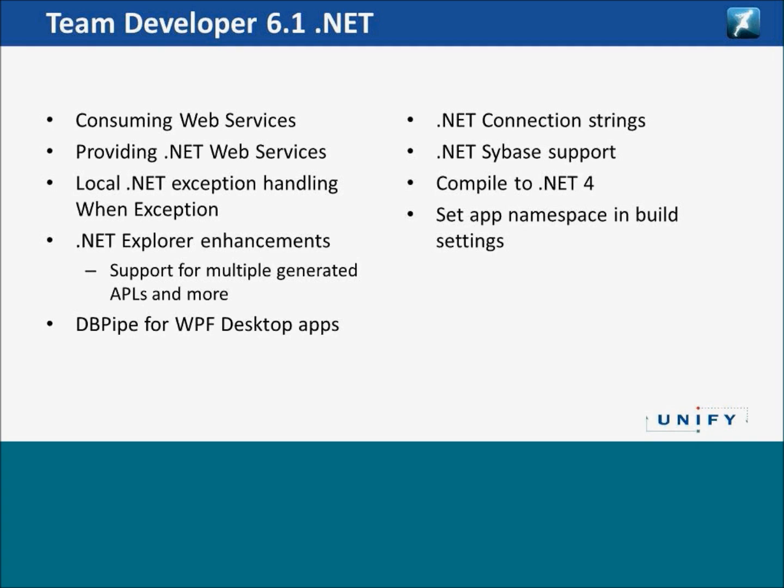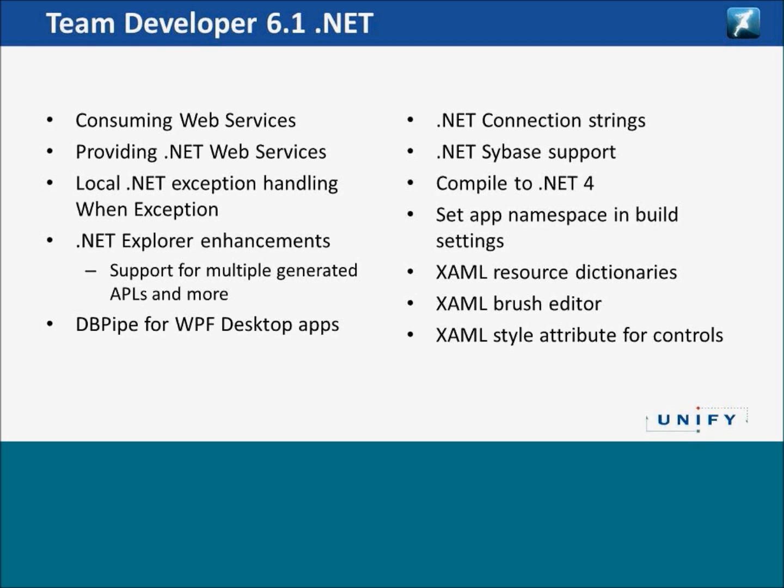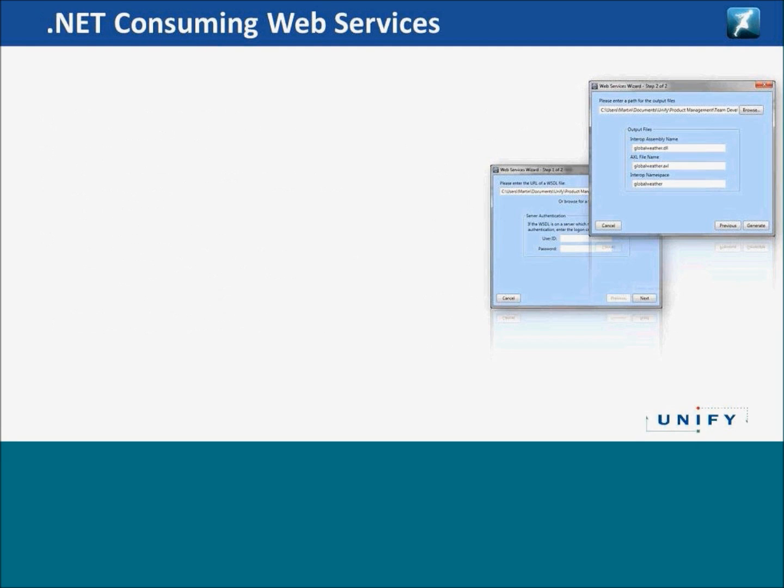Another thing that was requested at last year's user conference was the ability to set your application namespace in the build settings, and we allow that now. XAML resource dictionaries basically allow you to easily create language-specific applications, or applications that can even switch language at runtime. We include a new XAML brush editor that allows you to design XAML brushes and then apply the brushes to your tools. And you can apply a XAML style to controls. For example, if you have a XAML style that you found on the internet and you want to apply that to a standard Team Developer push button, you can do that very easily now.